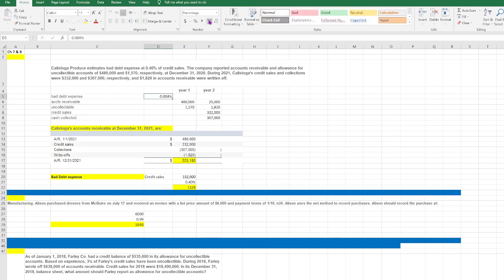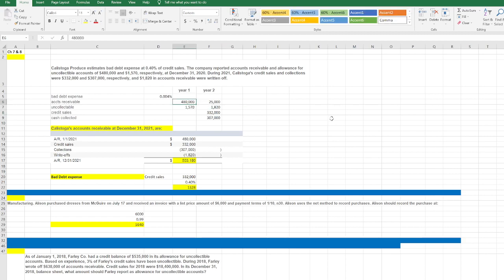So the difference, on $100, is the difference between $4 and 40 cents. 0.004 is 40 cents, 0.04 is $4. That's a really common mistake I see students making, not understanding how to correctly convert those decimals.